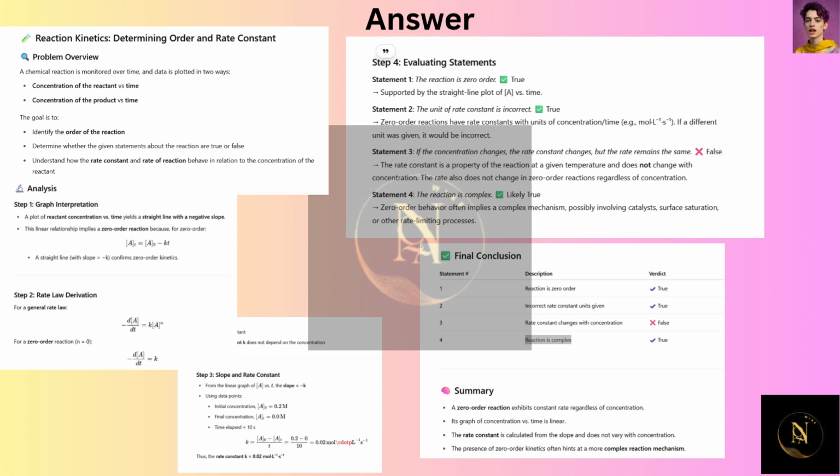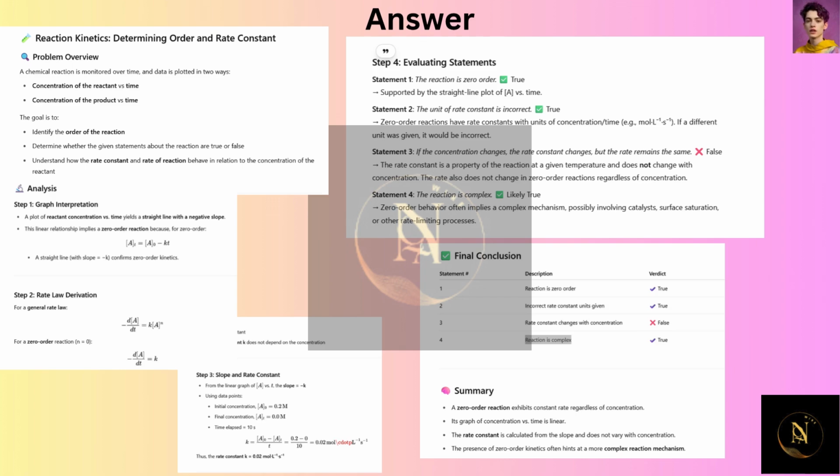And step 4, evaluating statements. Statement 1, the reaction is zero order. True, supported by the straight line plot of [A] versus time. Statement 2, the unit of rate constant is incorrect. True, zero-order reactions have rate constants with units of concentration per time, e.g. mol L^-1 s^-1, or mol L^-1 min^-1. If a different unit was given, it would be incorrect.